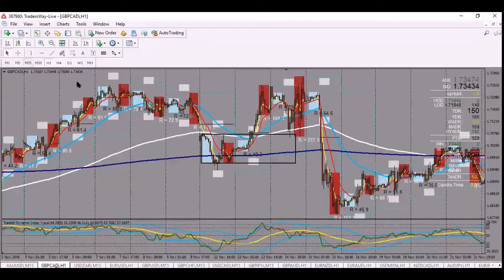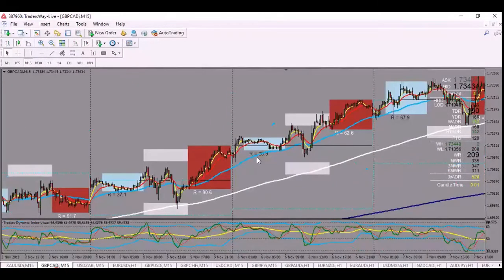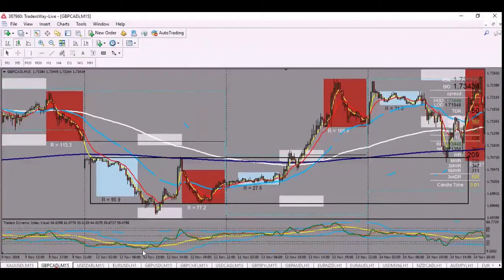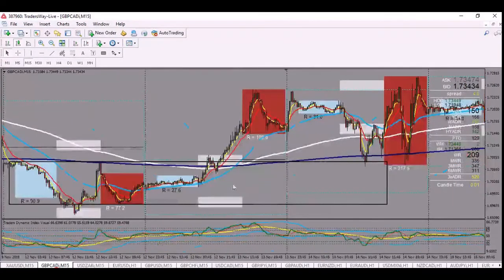Now, if you're looking at the 15-minute time frame, look at this right here. Divergence, W formation. Now what you expect is what? Stop hunt, low rise. Okay, look at this.